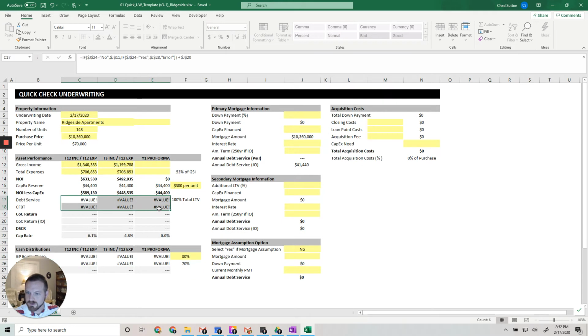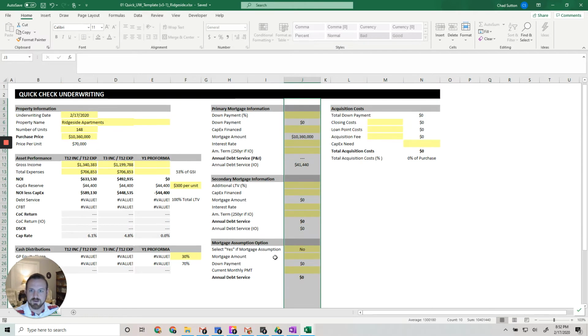Now, you see a lot of things aren't calculating because we don't have this filled out yet. So let's go work on this. So now we need to put the deal structure together. Going through the primary mortgage section, you're always going to have one of these. So this is kind of your main area to start with.